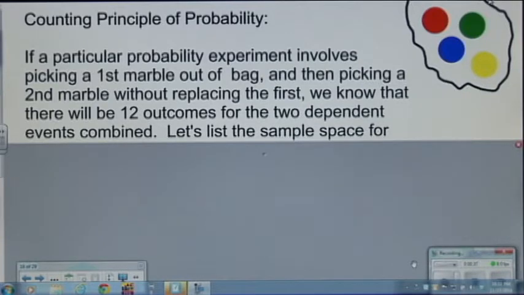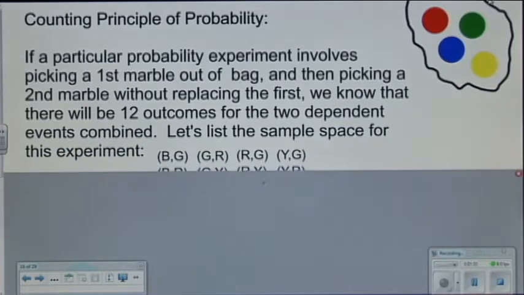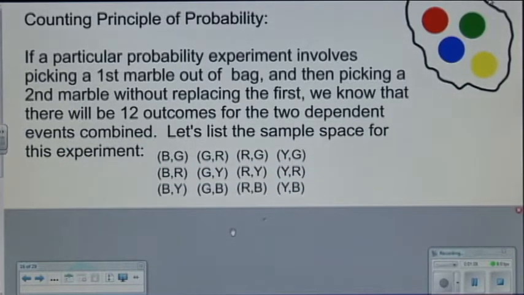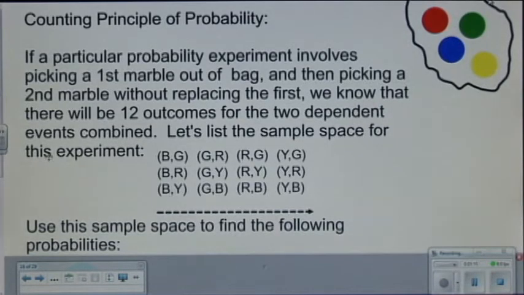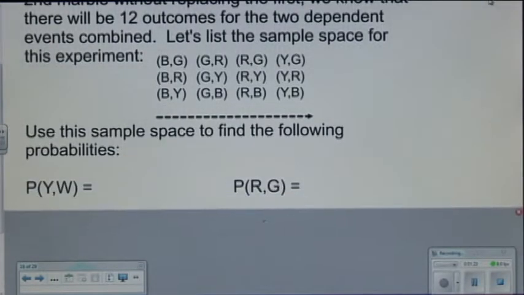Why is that? If there are 4 marbles in the first event to be chosen from, and we do not replace the first marble picked out, that means that in the second draw there will only be 3 marbles to choose from. Therefore, there are only 12 outcomes. Let's list the sample space for this experiment. As you can see, the sample space is shown here. Using this sample space, let's determine the probabilities that are listed here below.